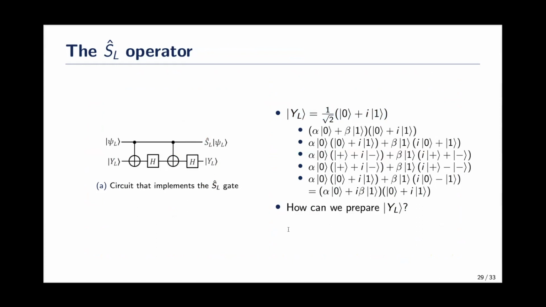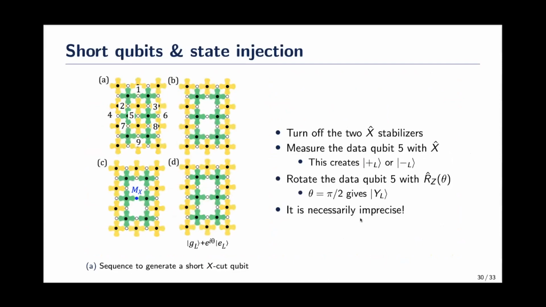But then how can we prepare logical Y? We can prepare a logical Y state with this process. First, turn off the two X stabilizers and measure this qubit in the X basis. It is sort of a logical X, but it's just a dot. So it creates logical plus and minus. And we rotate this qubit physically.